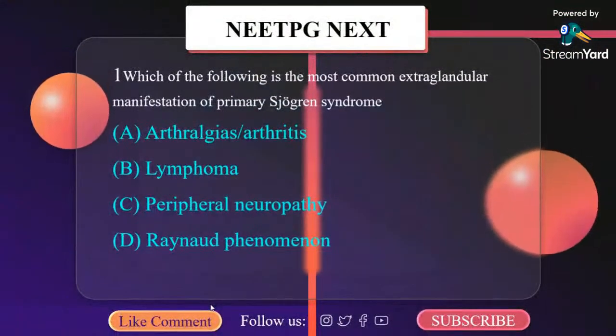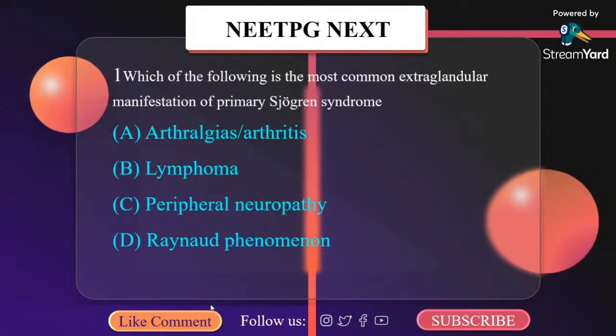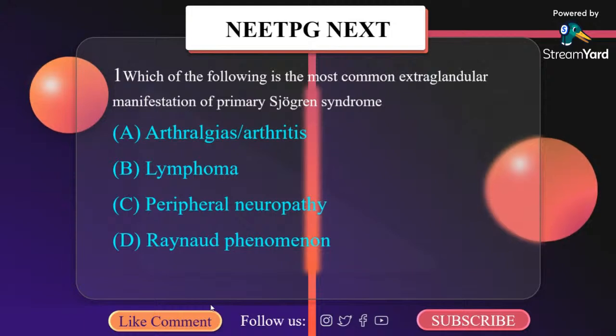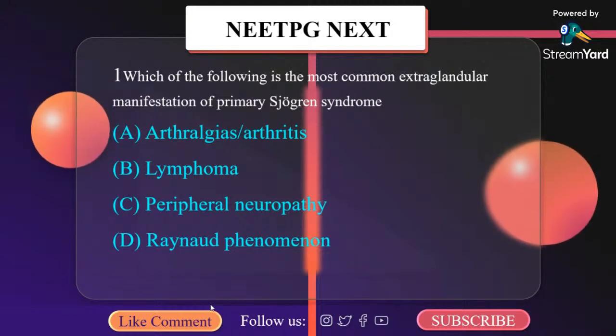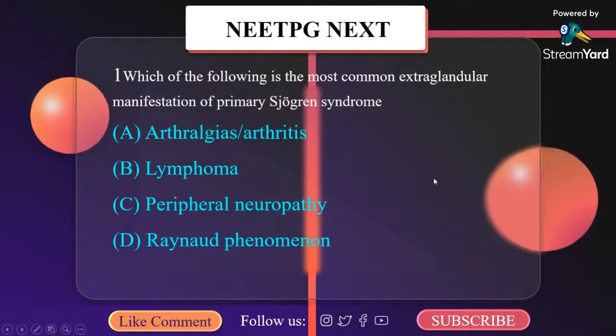Which of the following is the most common extraglandular manifestation of primary Sjogren's syndrome? A. Arthralgia. B. Lymphoma. C. Peripheral neuropathy. D. Raynaud's phenomenon.